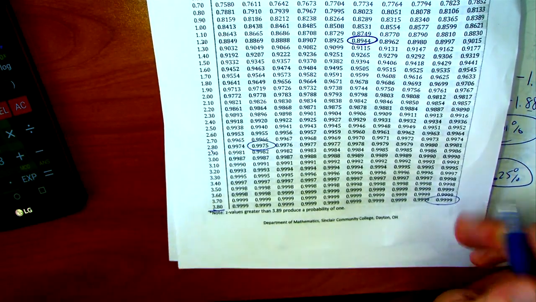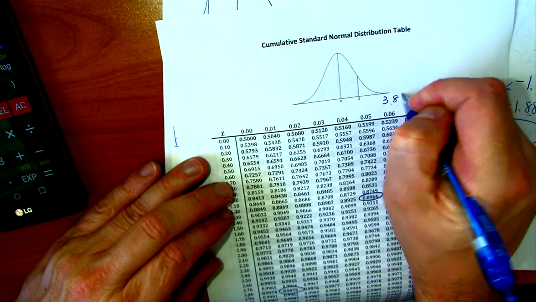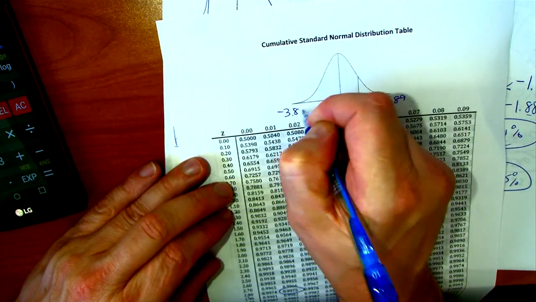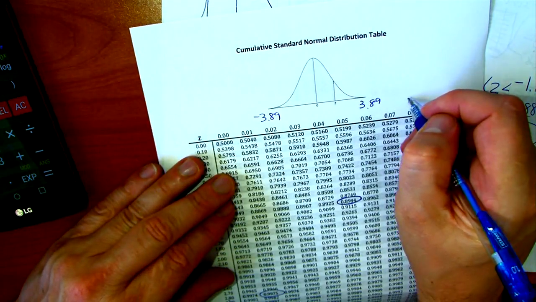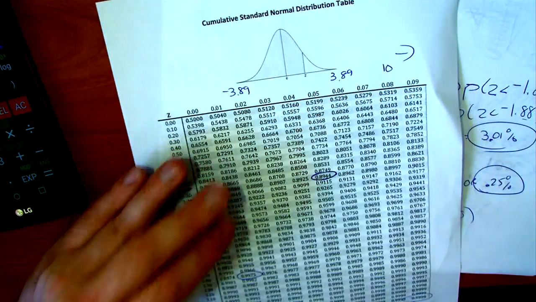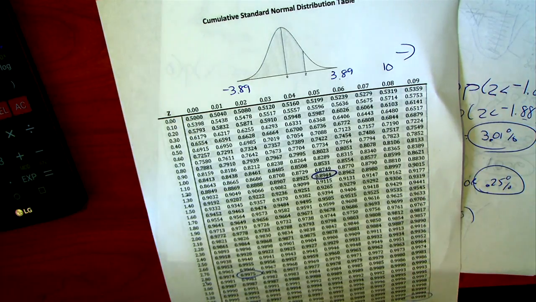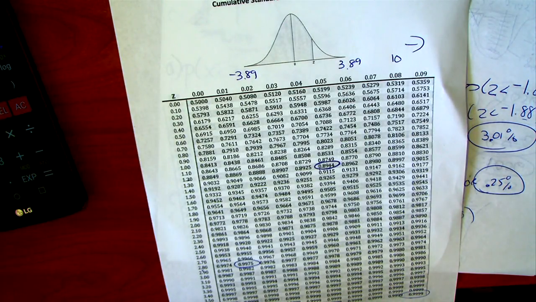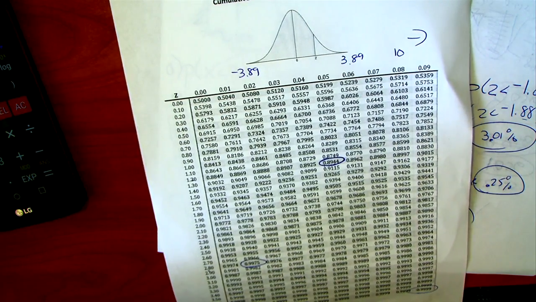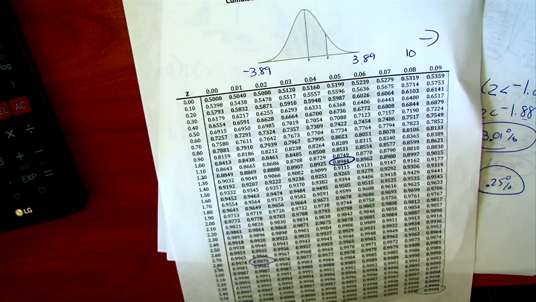Okay, and it has almost everything, 99.99%. So what do you think? If this goes from negative 3.89 to 3.89, we're looking for the probability that z is greater than 10. What part of the curve do you think is greater than 10? There is something out there, but it's very, very little. So we're just going to say virtually 0.